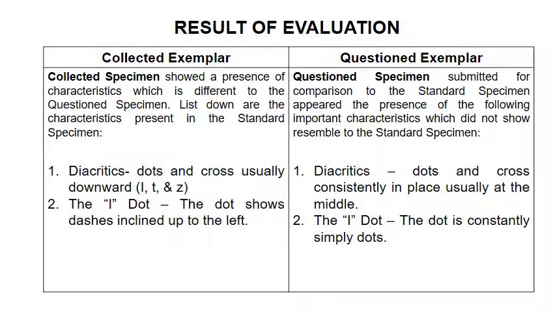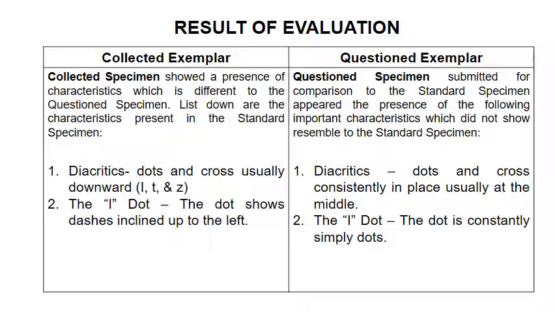These are the findings and results of the evaluation. On the left portion of your screen is the collected or requested exemplar, and on the other side is the alleged questioned exemplar. The collected specimens showed the presence of characteristics which are different from the questioned specimen. Listed are the characteristics present in the standard specimen, and the questioned specimen submitted for comparison appeared to have the following important characteristics which did not show resemblance to the standard specimen.